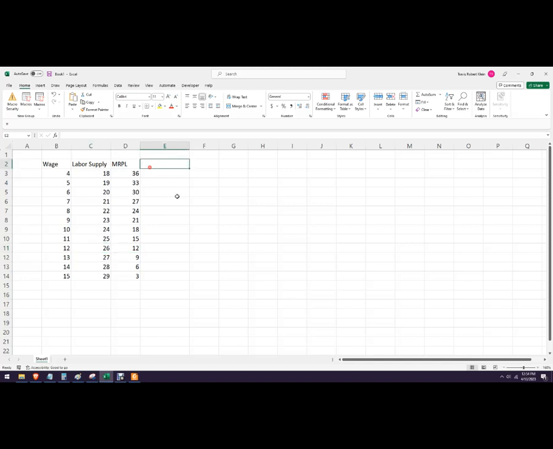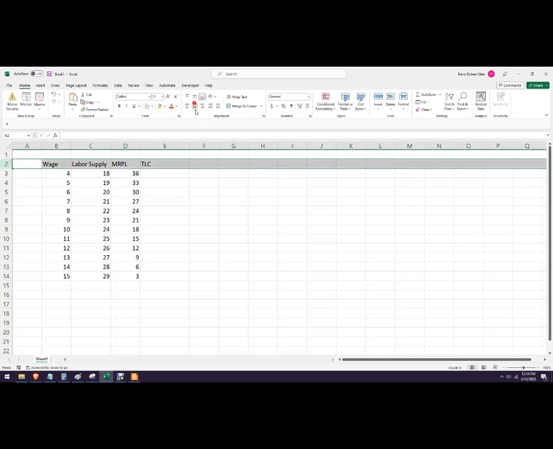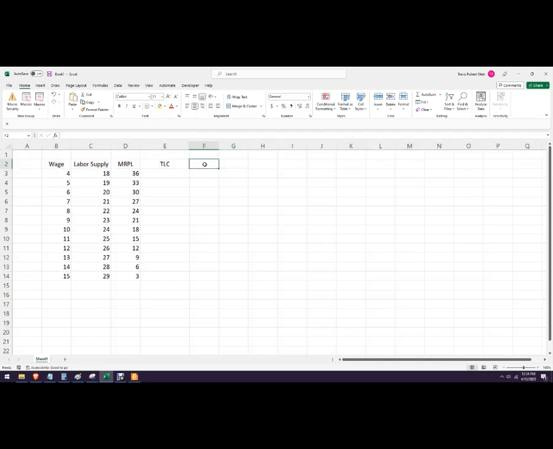But this market is not perfectly competitive. It's a monopsony. So I need to add some things to get Excel to do my graph. I want total labor cost. You could write that out if you wanted to, but I'm just going to leave it as TLC for total labor cost. And then here I'm going to say marginal labor cost. Instead of calling it labor cost, you could call it factor cost or resource cost. It's all the same thing, whatever you'd like to call it.